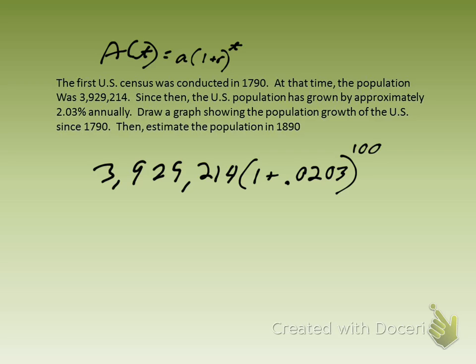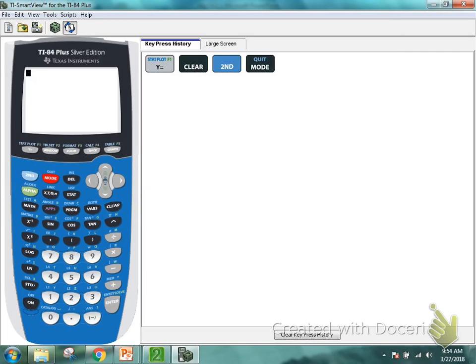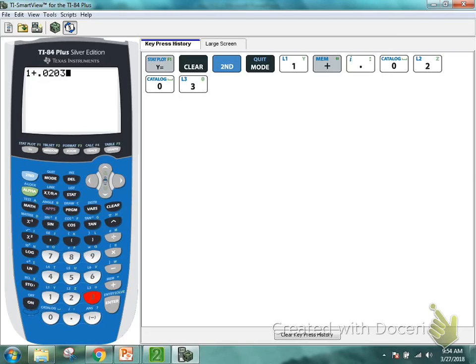Everybody good? Let me write this down real quick so I don't screw it up. Okay, let's pause. So make sure when you plug this into your calculator, you follow your PEMDAS rules. All right, so 3,929,214, parentheses, 1 plus 0.0203, that's raised to the 100th power. What are you going to do first? Parentheses, which means 1 plus 0.0203, which is going to give us 1.0203.